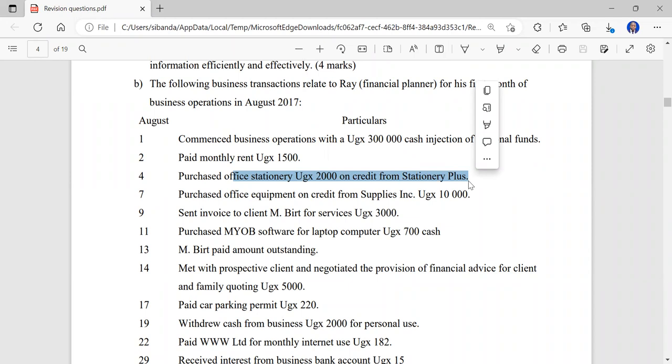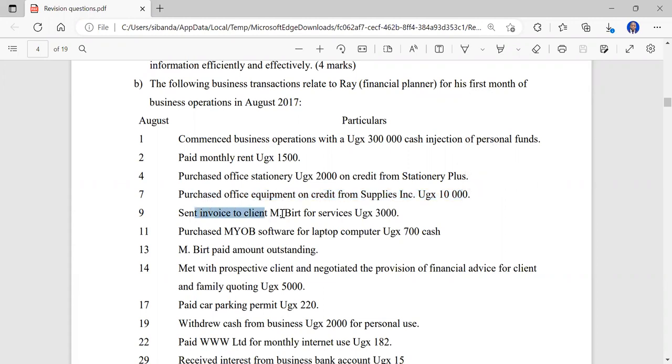So we shall debit our office stationery with 2,000 and we shall credit accounts payable in the names of Stationery Plus of Worthy 2,000. They are telling us that they purchased office equipment on credit from Supplies Incorporation. Now, in this case, we purchased office equipment. Office equipment is an asset for our business, so it means our assets are increasing. So we shall debit office equipment with 10,000 and we shall credit our accounts payable in the names of Supplies Inc. with 10,000 because we have a liability that is increasing.